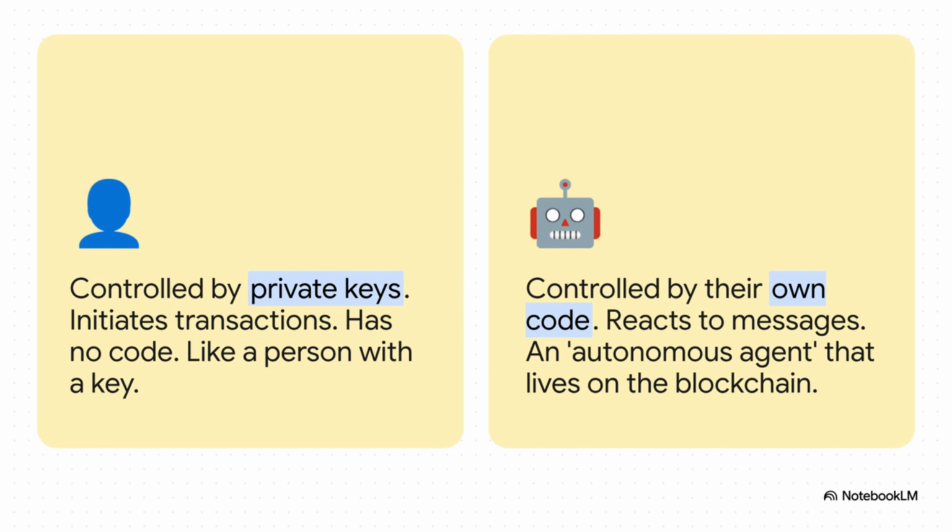The first is what you're probably used to, a wallet controlled by you and your private key. But the second kind, a contract account, is something else entirely. There's no person behind it, it's controlled completely by its own code. Think of it less like a bank account and more like a little autonomous robot living on the blockchain, just waiting for someone to send it a message and poke it into doing its job.